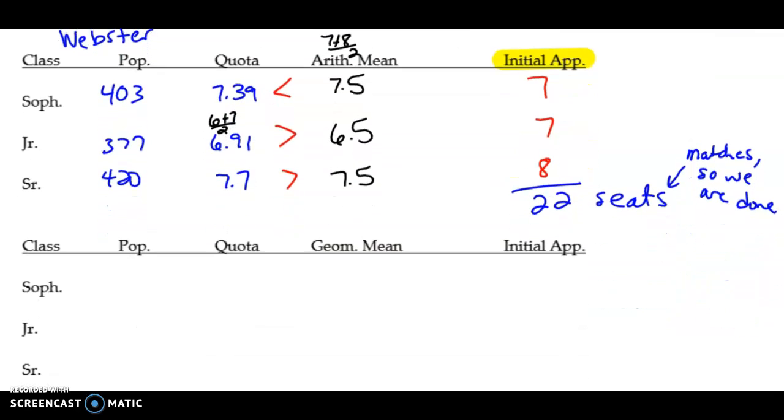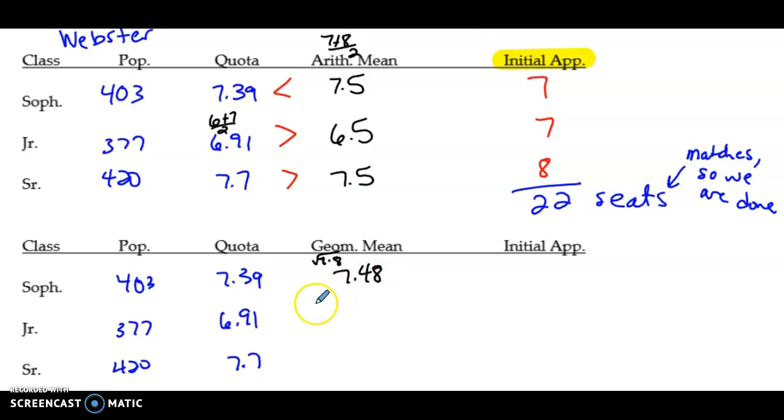All right, so go ahead and get your population and your quota on there, and then we'll work on calculating the geometric mean together. Okay, so as it said in the directions, the geometric mean is going to be the square root of the two numbers that surround your quota. So since our quota was 7.39, we're going to do the square root of 7 times 8, which ends up being 7.48.